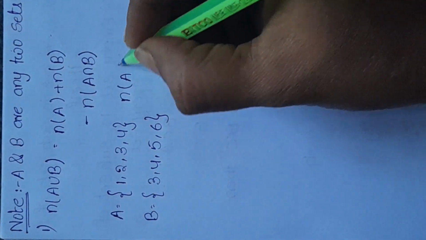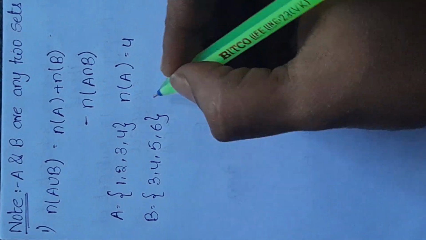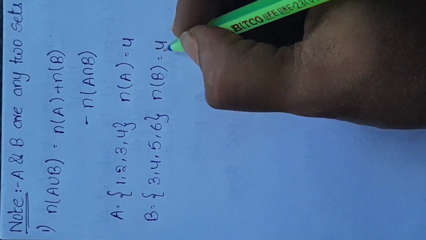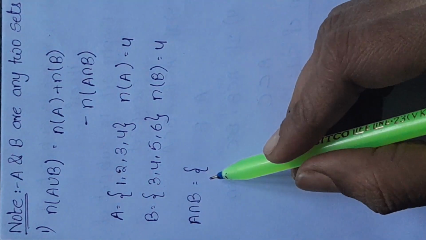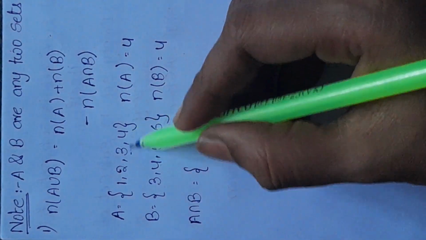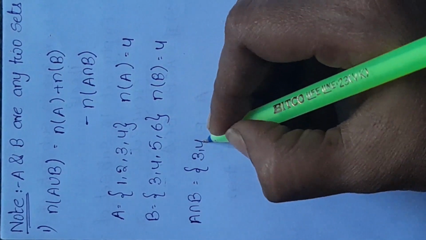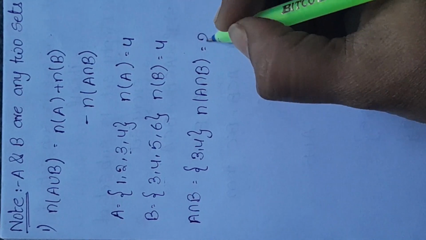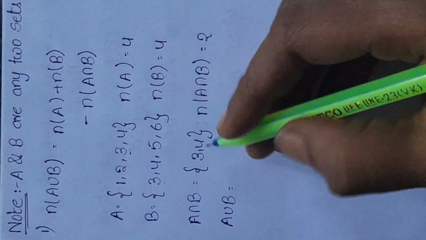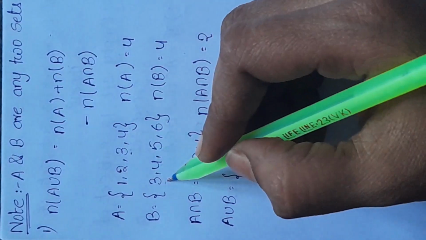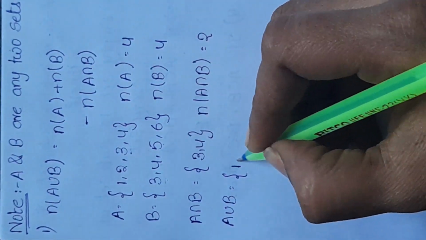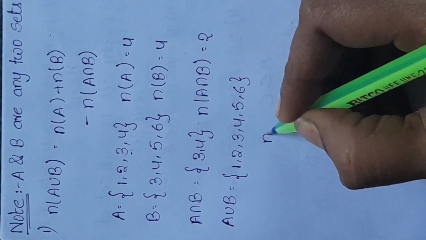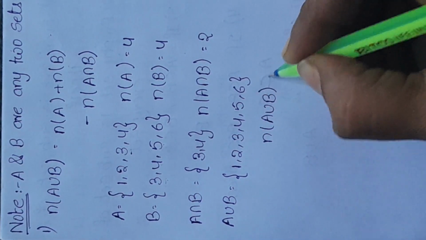Now n of A is, there are 4 elements, 4. Now n of B is also, there are 4 elements. So cardinal of B is 4. Now A intersection B is, we should take only the common elements, that is 3 and 4. So n of A intersection B is 2. A union B is, we should take the common elements and also the individual elements, that is 1, 2, 3, 4, 5 and 6. Now n of A union B is 6.